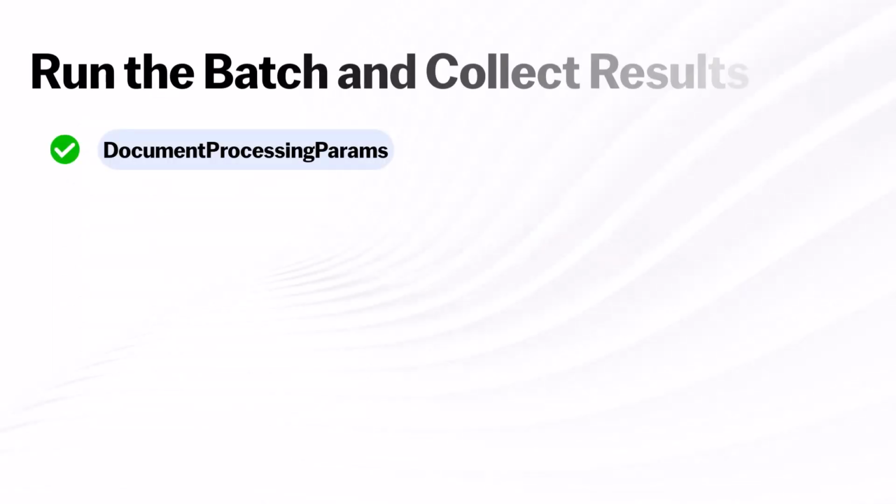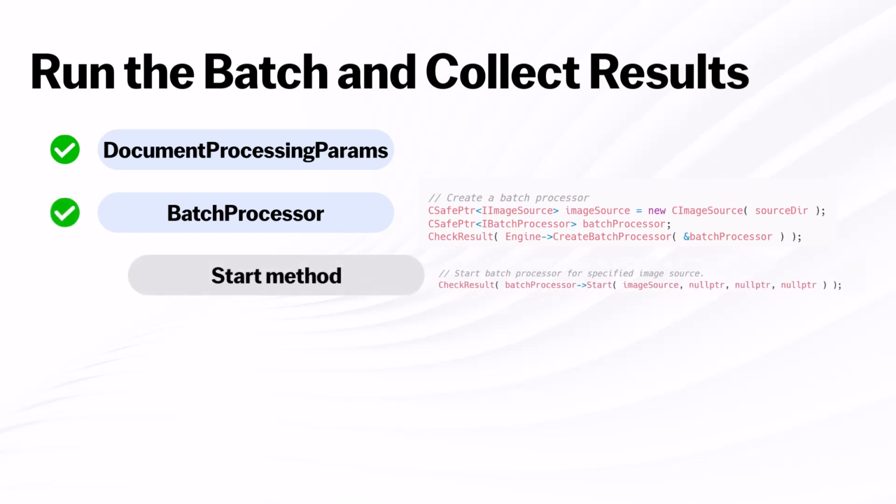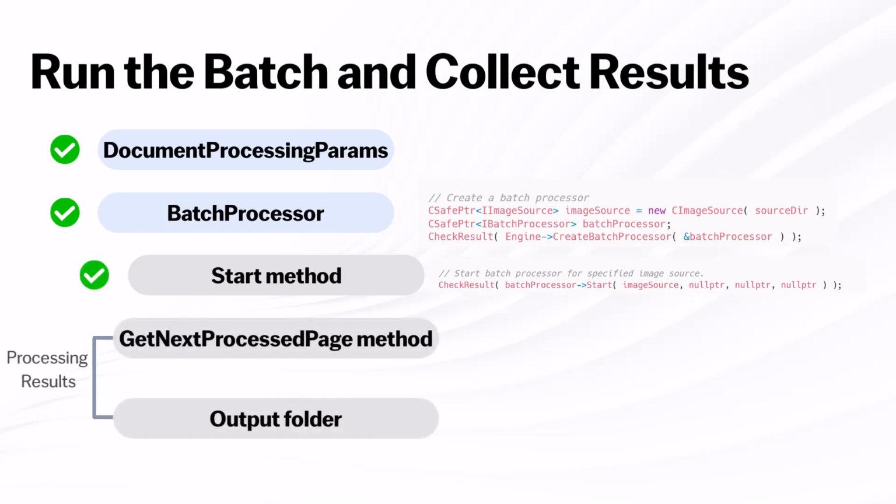Once the parameters are configured, we create a BatchProcessor object. In the FineReader Engine API, this is an instance of the BatchProcessor class. This object acts as a manager for the batch processing task. Multiple source documents are then added to the processor, either as individual files or entire folders. Next, the start method is called to initialize processing, and the engine handles the document queue internally, applying the configured settings automatically to each item. Finally, the results are collected.